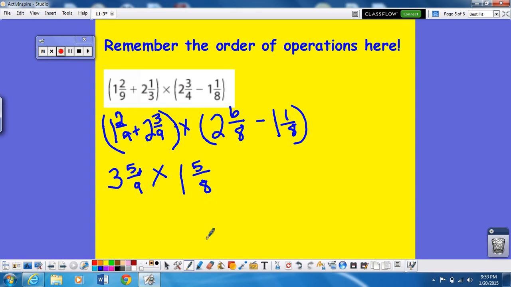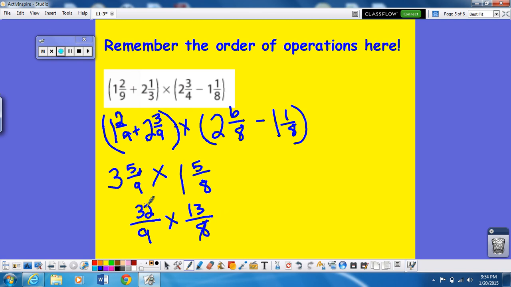So we now have the problem in the form that we need it to be in order to multiply. These have to be improper fractions, so let's go ahead and do that. 9 times 3 is 27, plus 5 is 32. So we have 32 ninths times 8 times 1 is 8, plus 5 is 13 eighths. All right, when I look at 9 and 13, 13's prime, so there's nothing that goes into 9 and 13 except for 1. But when I look at 8 and 32, I know 8 goes into both of these numbers.